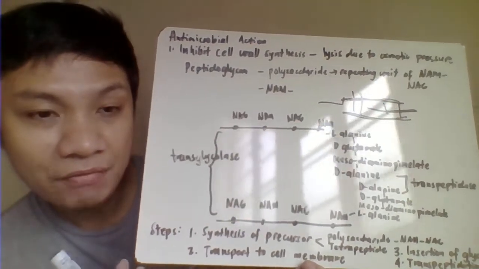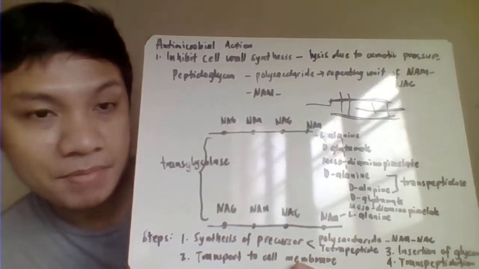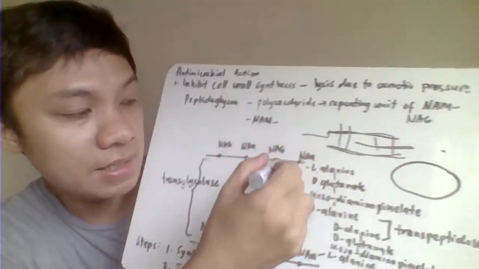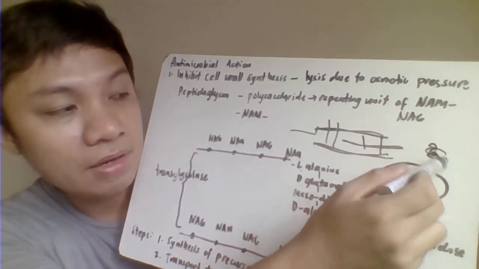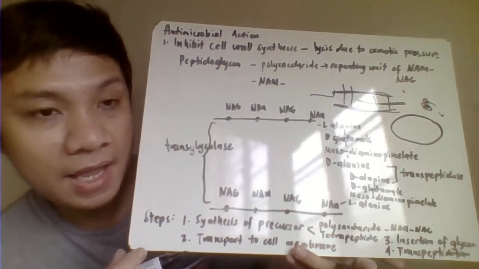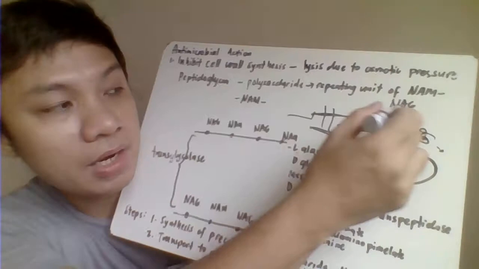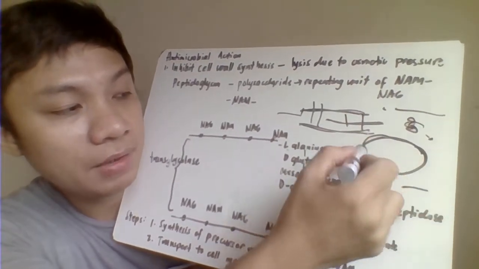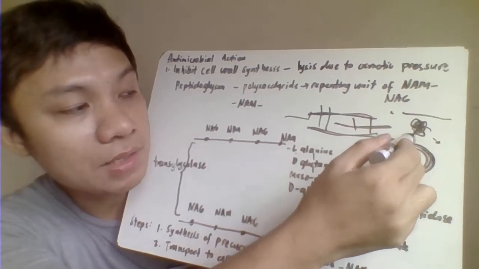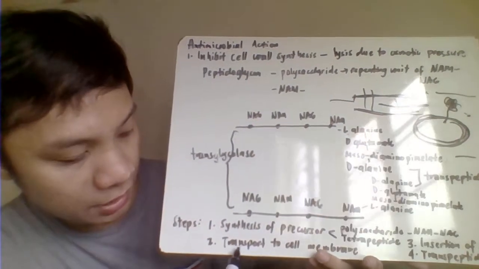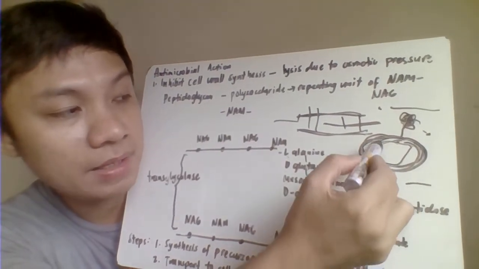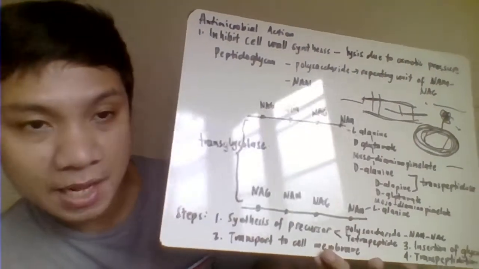Okay, after you have that precursor, basically this precursor is synthesized inside the cytoplasm of your bacterial cell. After that, after they are synthesized here, they will be transported paloob, that's transport to the cell membrane, since they are part of your cell membrane, ang ating peptidoglycan, your cell wall.